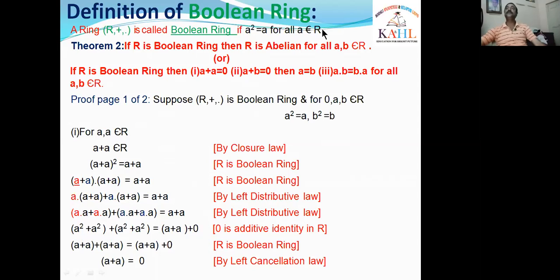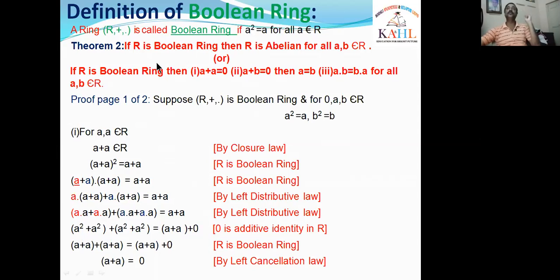If in that ring all the elements satisfy this type of condition, then that ring is said to be a Boolean ring. That is the definition of Boolean ring. What is a Boolean ring? A ring (R, +, ·) is called a Boolean ring if a² = a for all a belongs to R. Right. Now we do theorem 2.